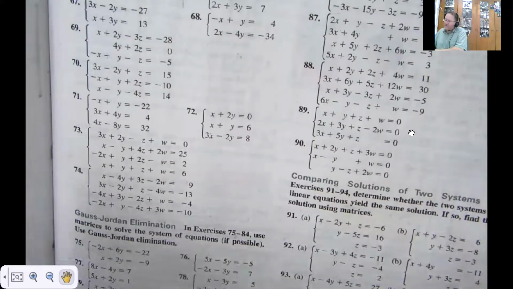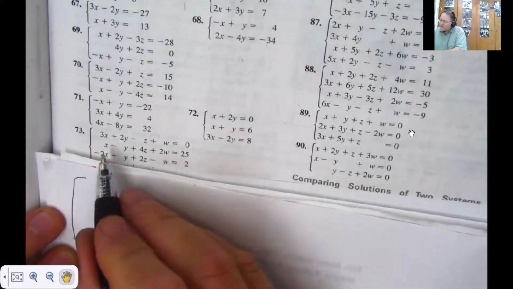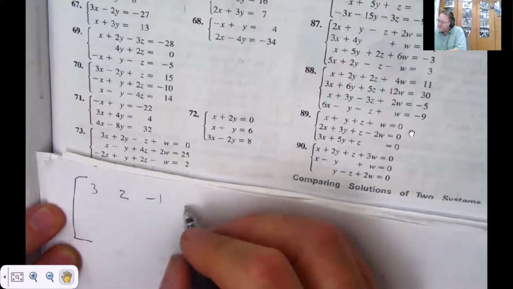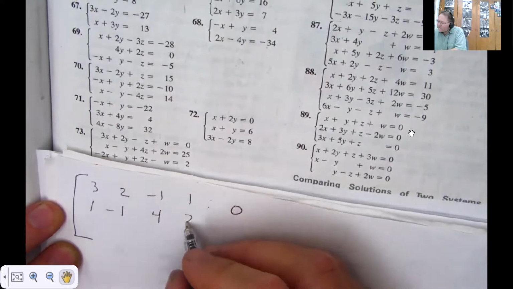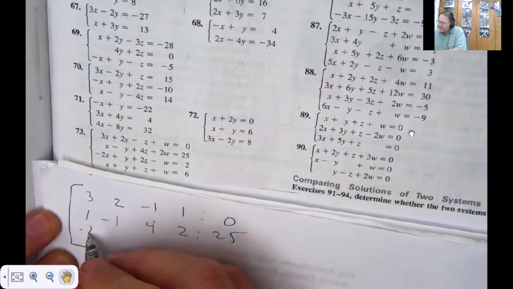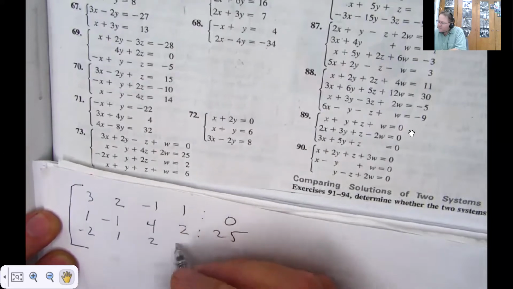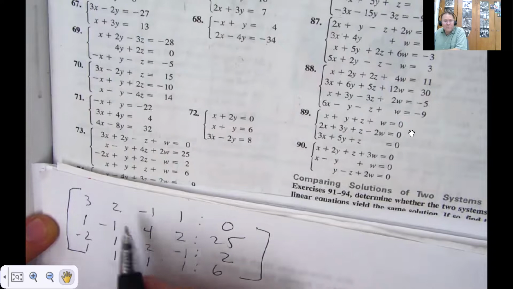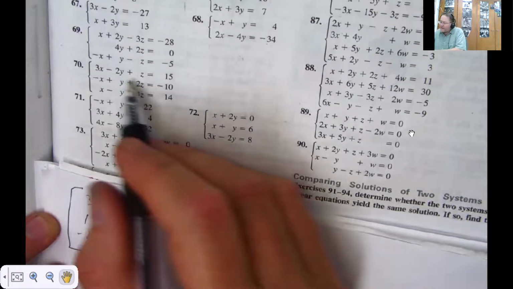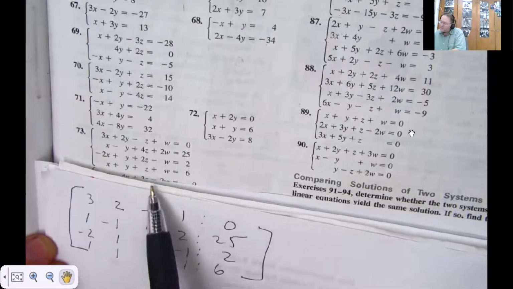So let's write the augmented matrix for number 73. It's going to be 3, 2, negative 1, 1, 0. It's going to be 1, negative 1, 4, 2, and 25. It's going to be negative 2, 1, 2, negative 1, 2. And the last row is 1, 1, 1, 1, 6. Now, before I proceed, I always like to look again because for whatever reason, I end up grabbing the wrong row or something. So it should be 3, 2, negative 1, 1, 0, 1, negative 1, 4, 2, 25. That looks good. Negative 2, 1, 2, negative 1, 2, and 1, 1, 1, 1, 6. Looking good.